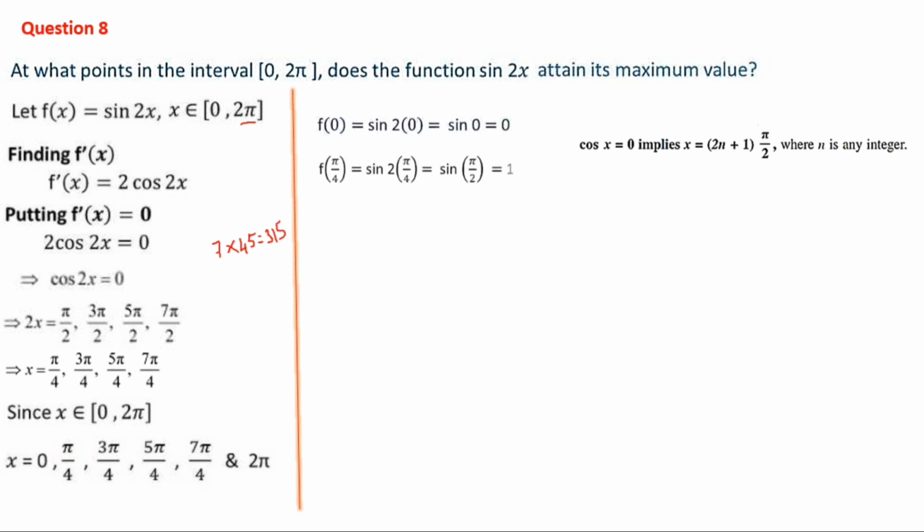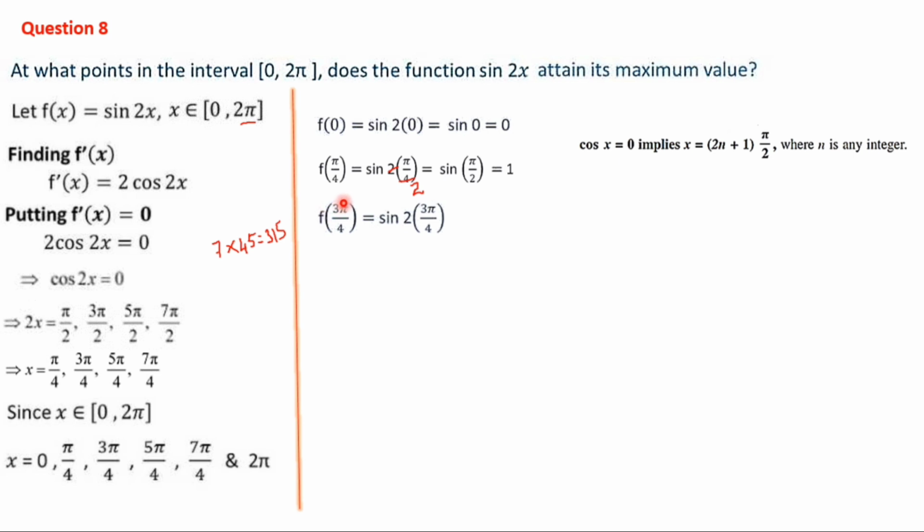Next is f of pi by 4. So f of pi by 4 is sine 2 pi by 4. 2 pi by 4 means here you can see 2 and 4 we can cancel. 2 and 4 if we cancel we will be getting 2 in the denominator. So it comes as sine pi by 2. Sine pi by 2 means sine 90, that is equal to 1.